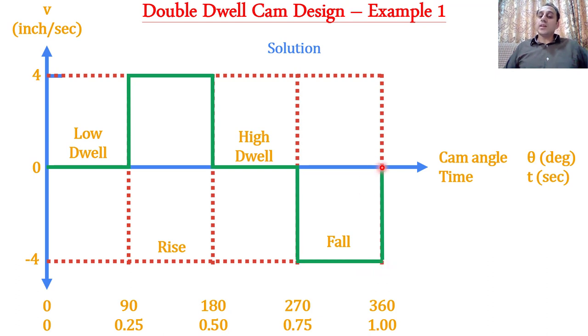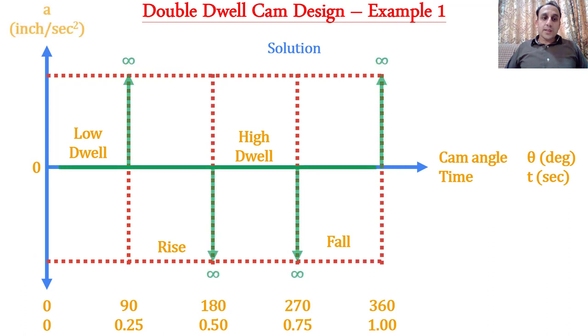The velocity will once again be reduced to zero. So now we will convert this velocity diagram into an acceleration diagram. When there is an abrupt increase in the velocity, it means the velocity increased from 0 to 4 inch per second, whereas the time is not changing. The time is still the same, 0.25. So what will happen to acceleration? At time 0.25, what will be the value of acceleration? Infinity. Yes, that will be infinity.